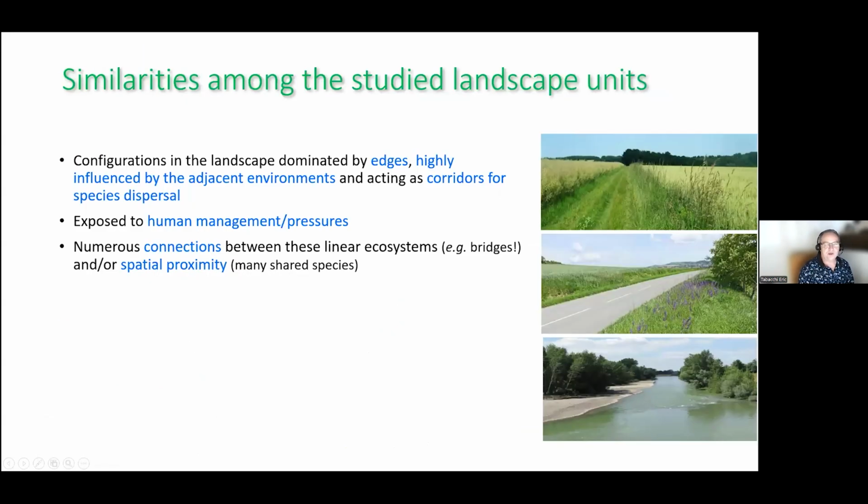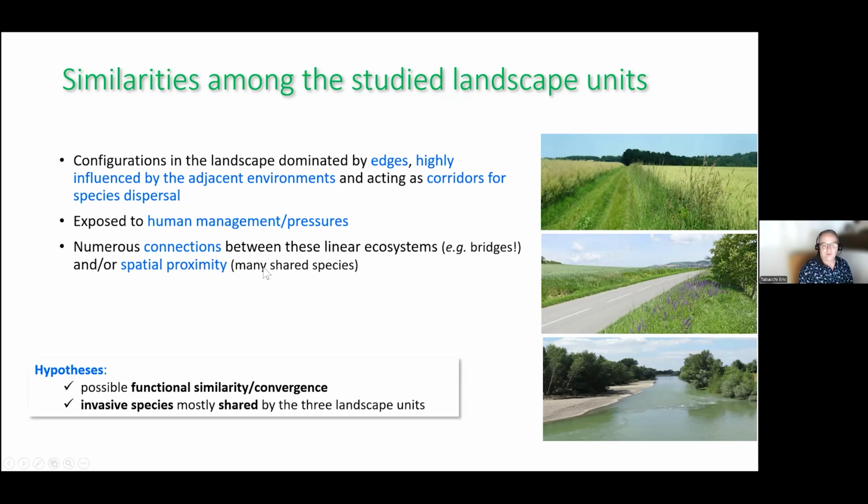These three landscape units have some similarities, especially their configuration in the landscape, the fact that they are exposed to human management directly or through the environment. They have also, as I just said, numerous connections between these linear ecosystems, and when they don't intersect, they are often very close one to the others.